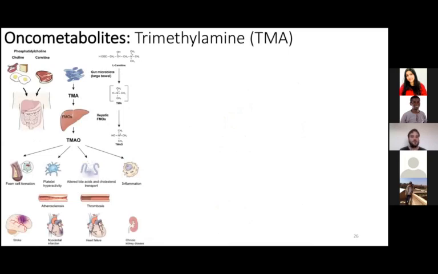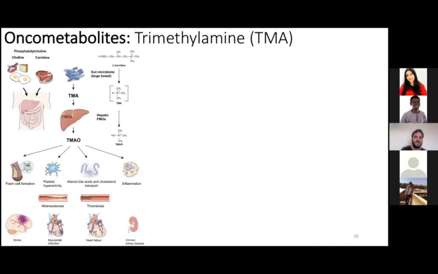So another oncometabolite that I would like to talk about also is trimethylamine. So trimethylamine is basically an amine that comes mostly from our diet. So we have here, for example, choline and carnitine, which are present in our diet. These can be metabolized into trimethylamine.